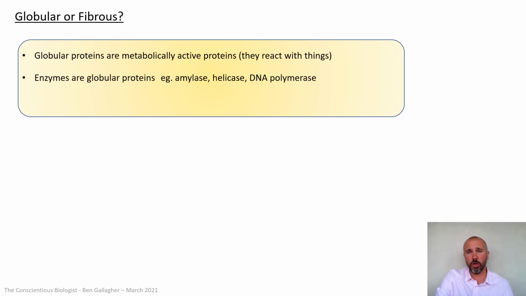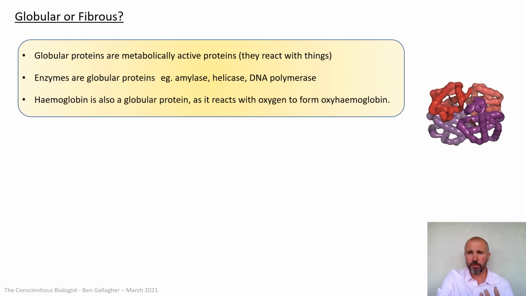Another good example of globular proteins, or an example, is hemoglobin. So hemoglobin you've studied, it's what carries oxygen around the body. It can bind to oxygen atoms. So because it reacts with oxygen, it reacts with something and can unreact and give it out, switching from hemoglobin to oxyhemoglobin and back, it's a globular metabolic protein.